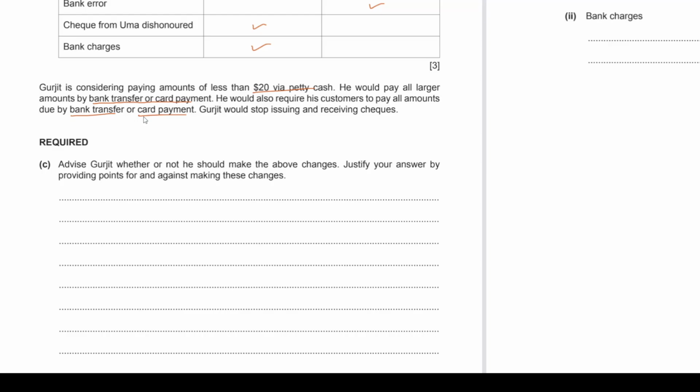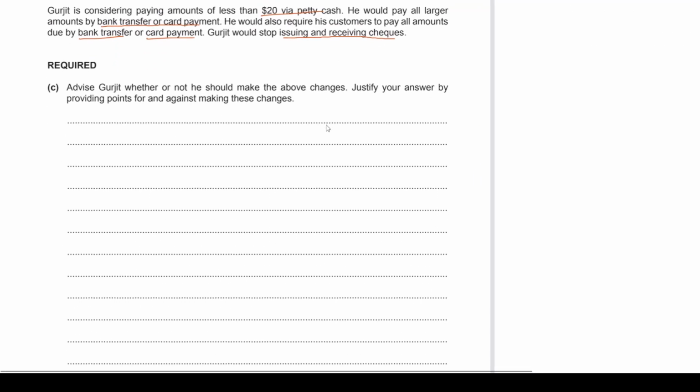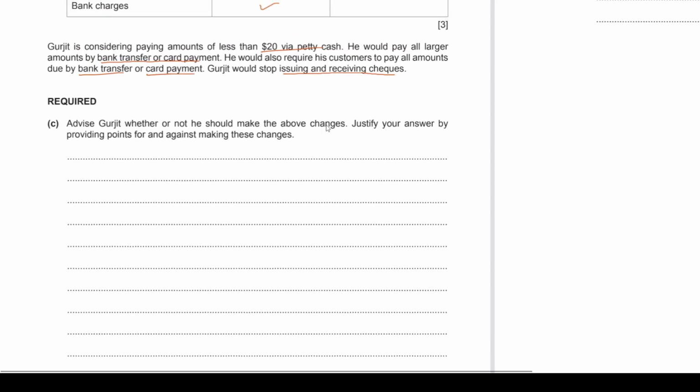Some might not have enough money in the bank, or they may not be legally allowed to keep a certain amount of money. Well, there can be a bunch of reasons. Maybe their cards have limits, right? That's another thing. So a bunch of reasons why someone wouldn't want to pay by cash or by bank transfer. Maybe they don't have the bank account. Gurjeet would stop issuing and receiving checks. Well, Gurjeet is trying to move forward, but not everybody may be so happy with that. Advise Gurjeet whether or not he should make the above changes.